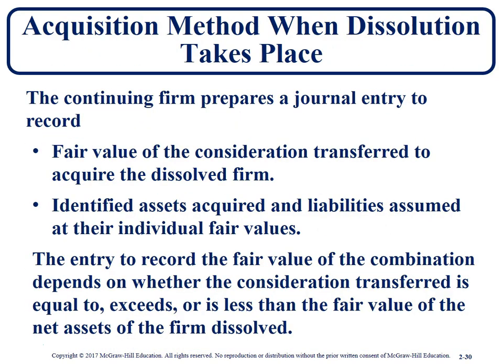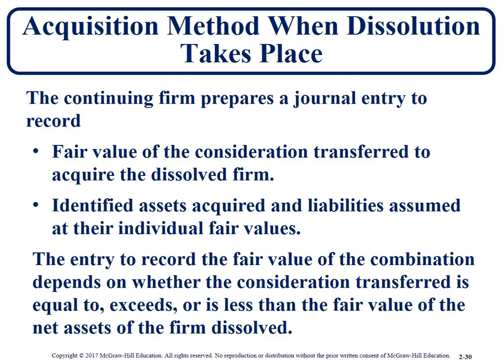Okay. Now, what is the journal entry, and how do we go about preparing that journal entry to record? Basically, the fair value, that $2,550,000, is transferred to acquire the dissolved firm. And then we put all of the assets and liabilities at their fair value on the books. And then, of course, we have to look at goodwill.